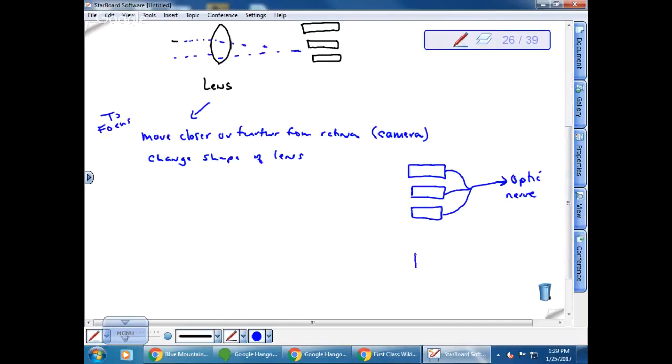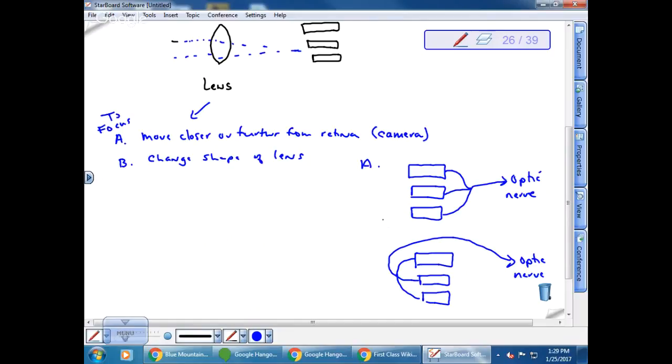Okay. Or you could have your photoreceptors arranged like this, and you could have all of the wiring coming out of the front, and it could go around and then out to the optic nerve. Right? So this is like A and B, right? And this is like A and B. Okay, so it's just a different way to build an eye. Okay, so let's look at the octopus. Actually, let's look at us first.